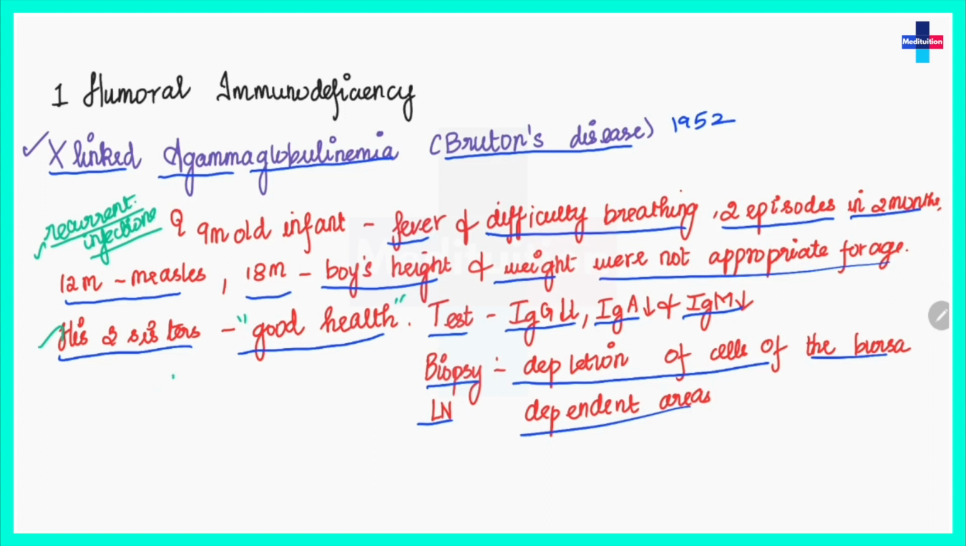So that means this disorder is X-linked. Usually in X-linked disorders, the son is the only one affected and daughters are spared. So this disorder is X-linked. And one more thing that you can notice is that this infant is getting affected only at 9 months.